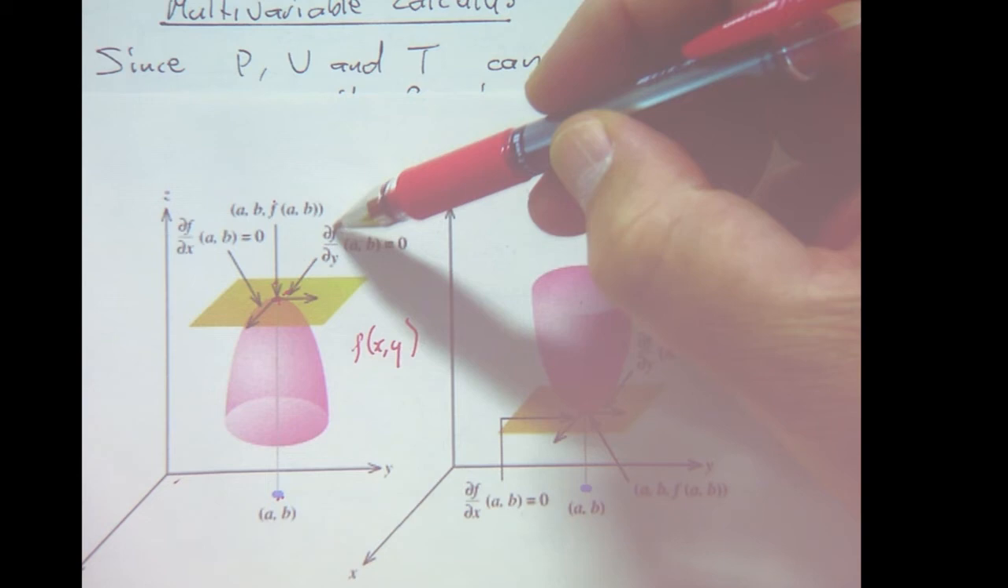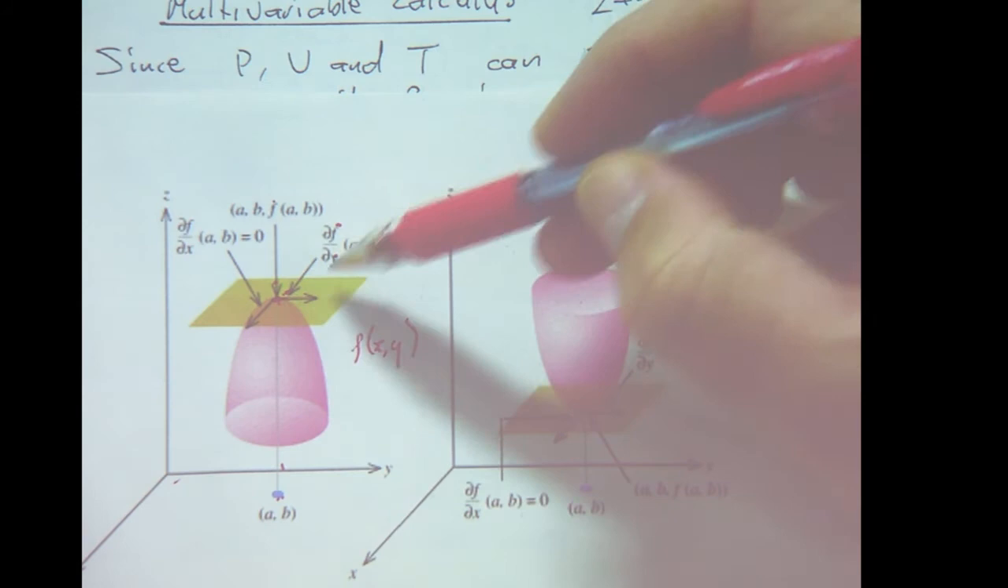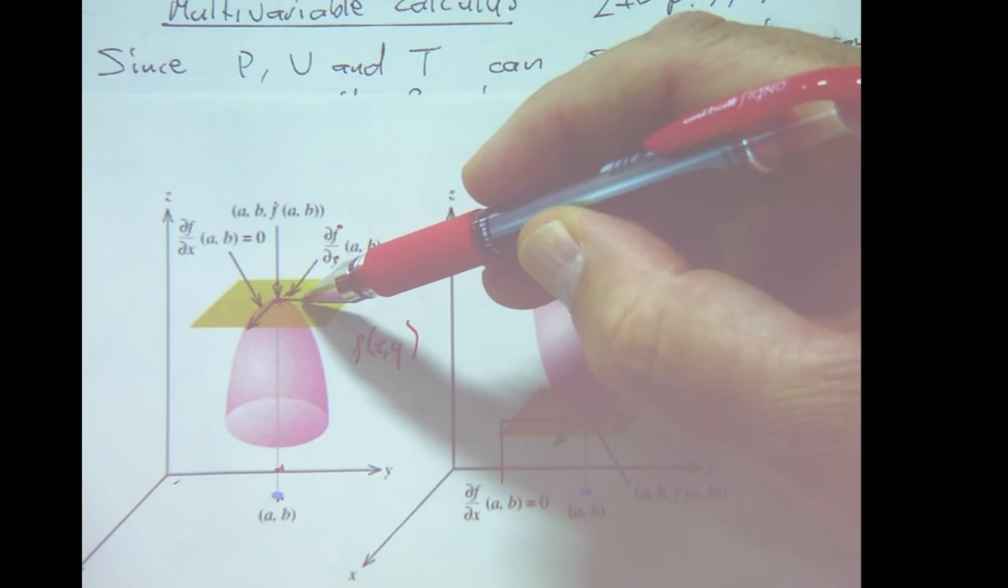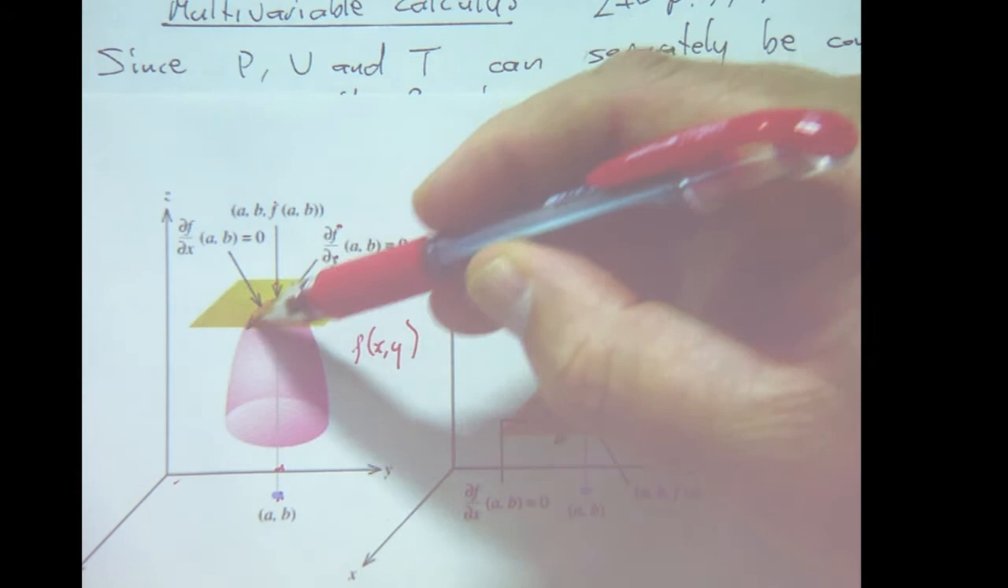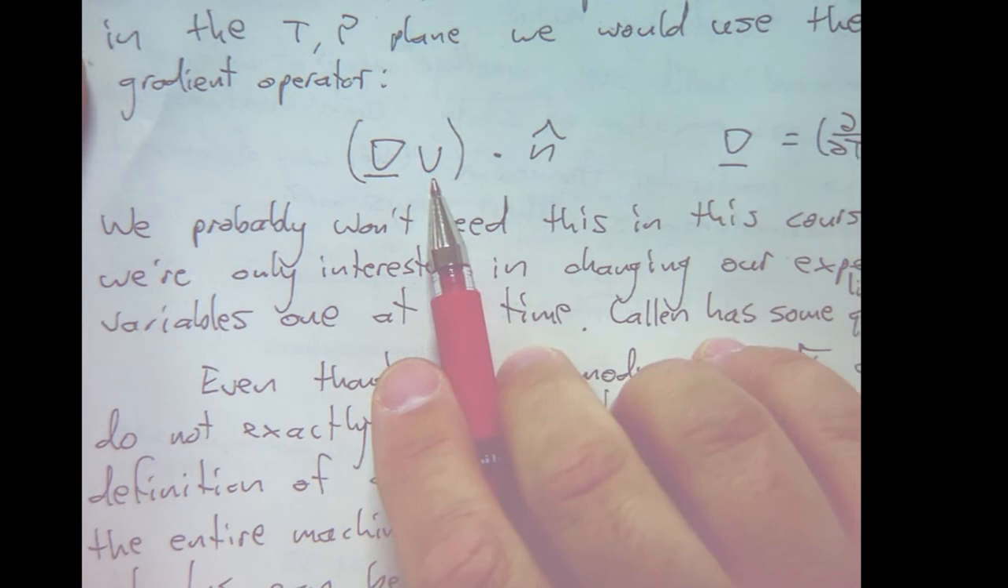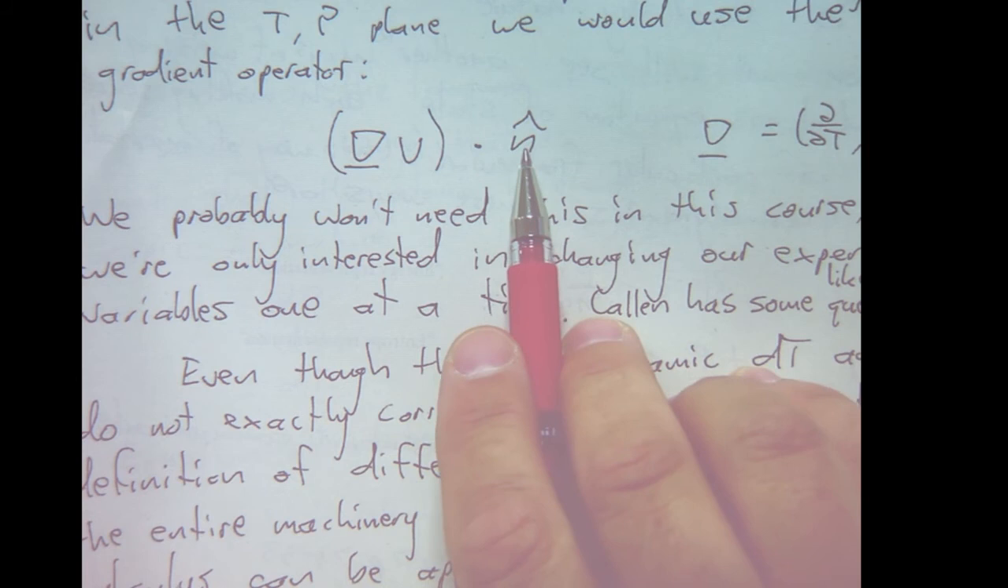Now, the partial derivative, for example, df by dy at that point, there it is, the slope is horizontal. This is the directional derivative. It's the slope of this function in the direction of the y-axis at that point. And this here is the slope at that point in the direction of the x-axis. Right? I could have the slope in any direction by calculating the gradient of the volume and taking the dot product with the direction in which I want the slope, where in this case the gradient is the pair d by dT, d by dP.